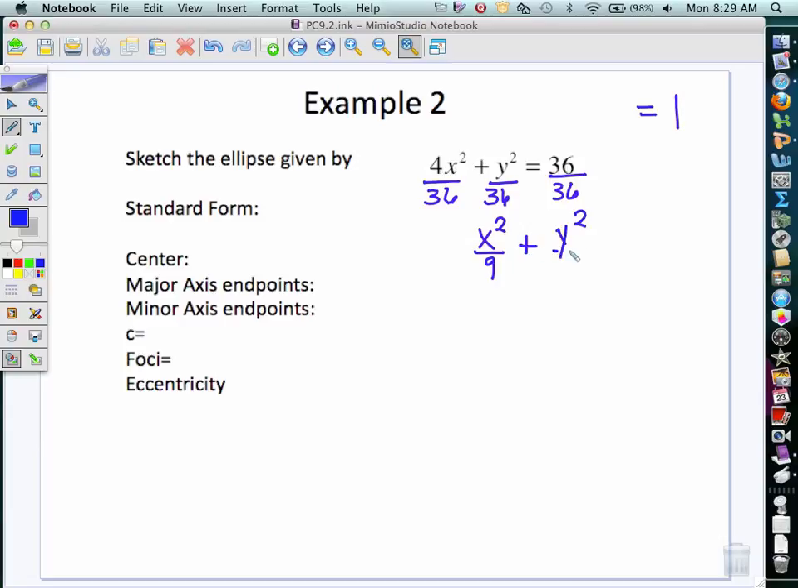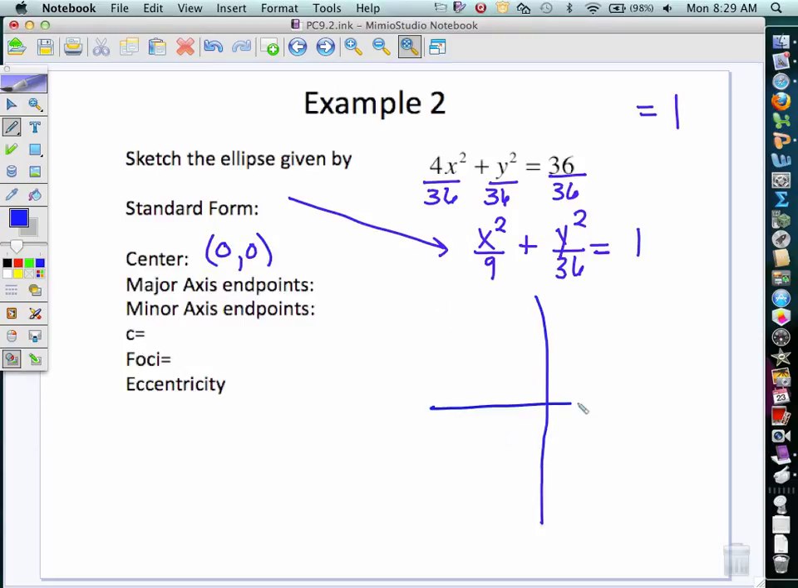So if I divide by 36, I've got x squared over 9 plus y squared over 36 equals 1. So here's my standard form. The center is the 0, 0, it's the origin. Let's go ahead and start marking some of this. Center is the origin.